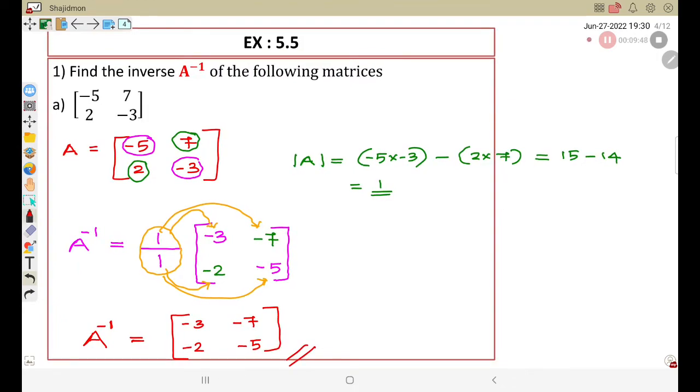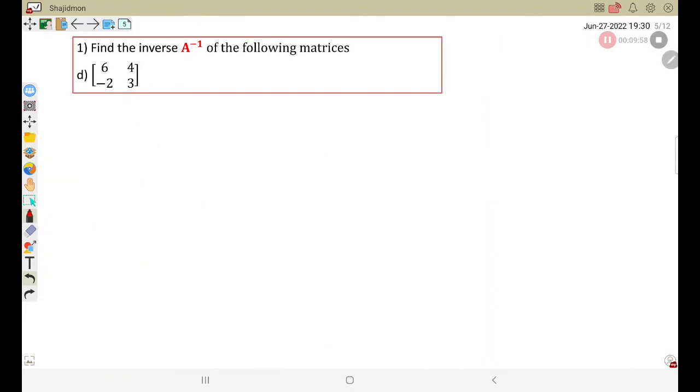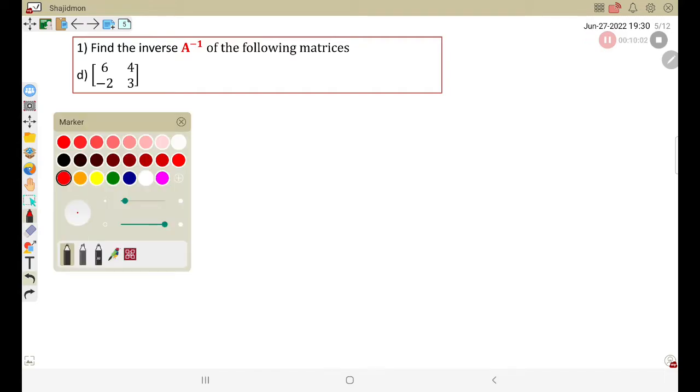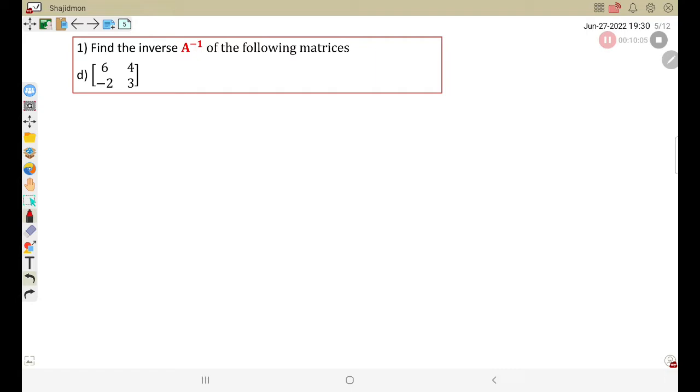I hope all of you understood how to calculate the A inverse matrix, the 2 by 2 A inverse matrix, correct? So it is easy only. Now we will discuss one more example. Find the inverse, A inverse, of the following matrix: 6, 4, minus 2 and 3.